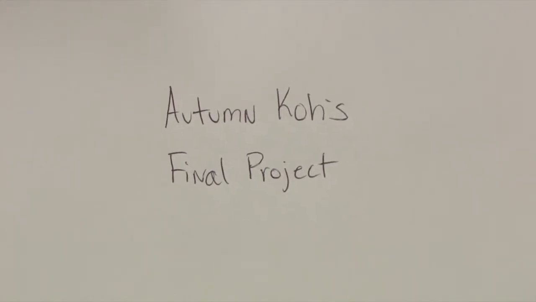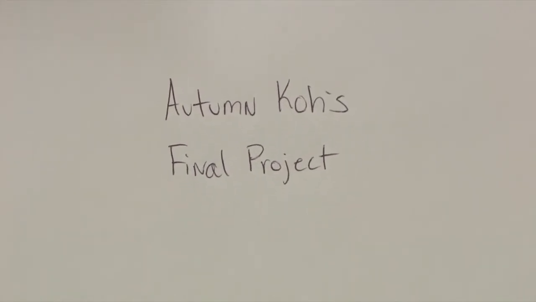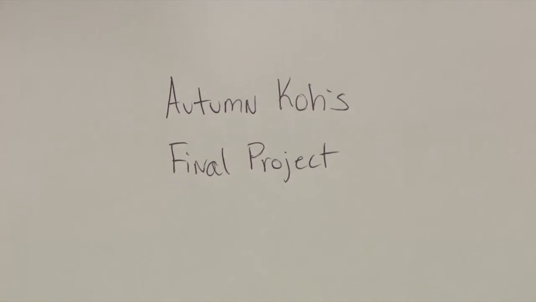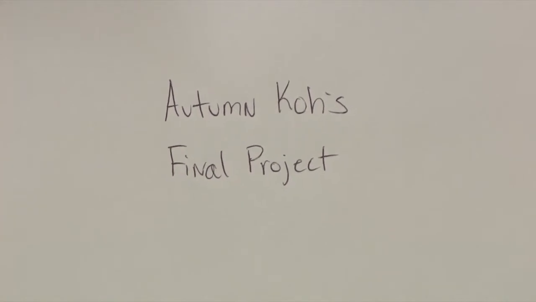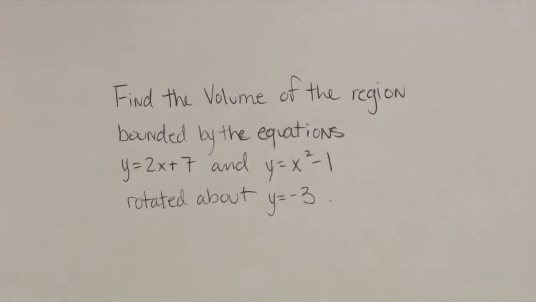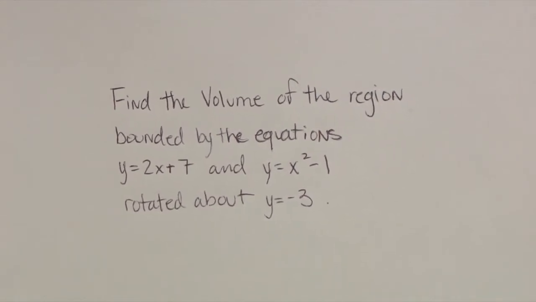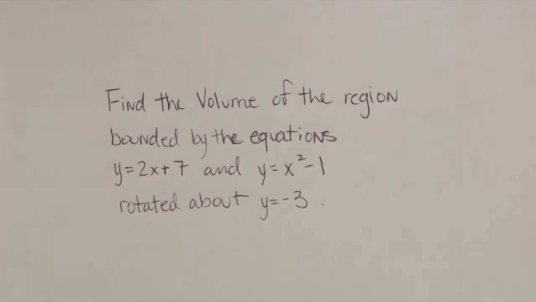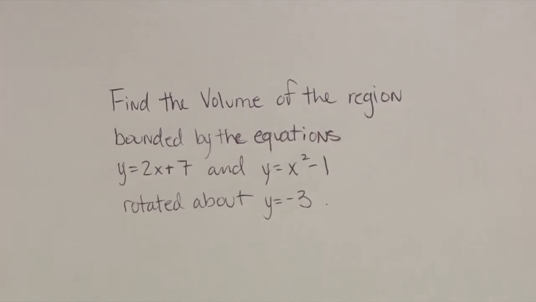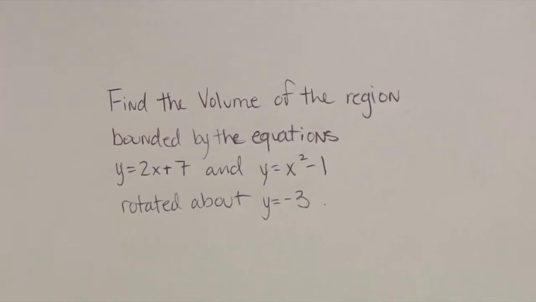This is Autumn Co's final project, and I'm going to teach you how to find the volume of an object using the washer method. The example problem will be to find the volume of the region bounded by the equations y equals 2x plus 7 and y equals x squared minus 1 rotated about y equals negative 3.